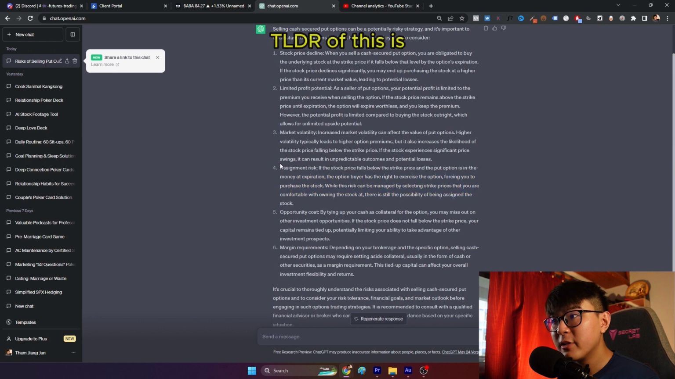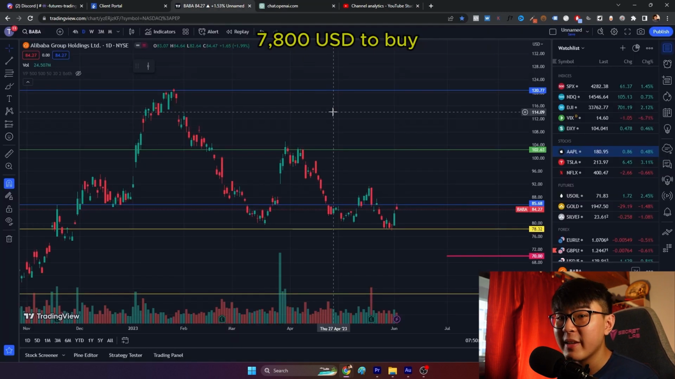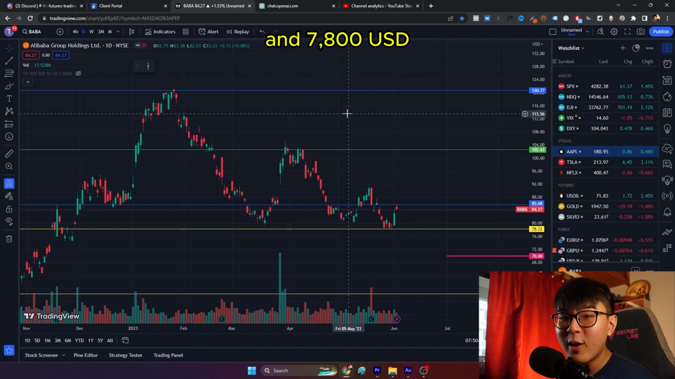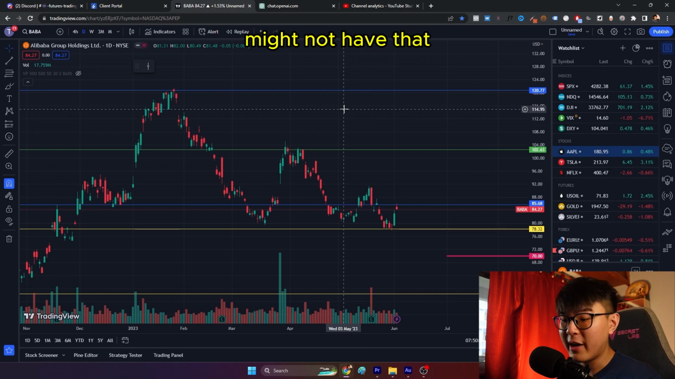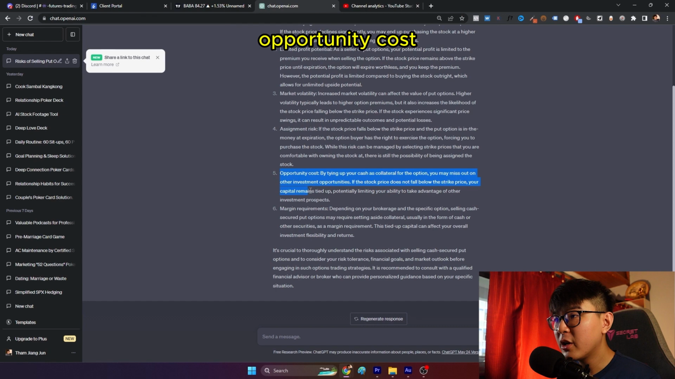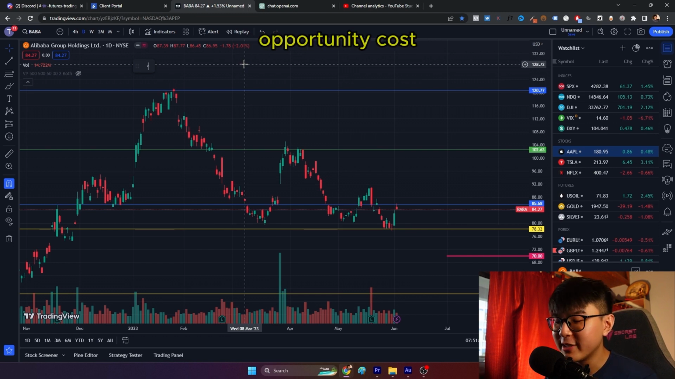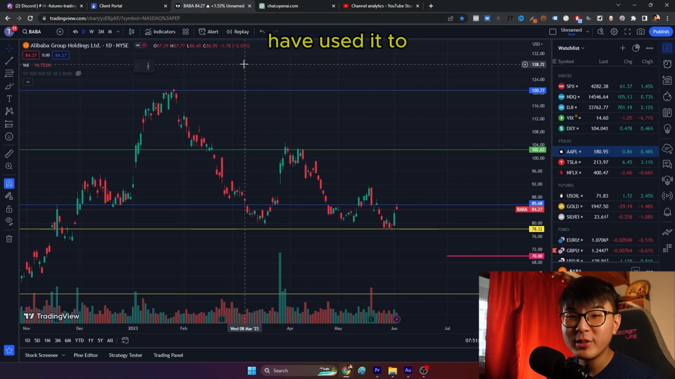Assignment risk. TLDR of this, it simply means that you need to spend 7,800 USD to buy 100 Alibaba stocks, and 7,800 USD is actually quite a lot of money, and most people might not have that cash amount ready at hand. Opportunity cost. Because you're setting aside 7,800 USD to prepare to buy 100 Alibaba stocks, you need to make sure that money is ready. And everything in life is an opportunity cost. That 7,800 USD, you could have used it to buy Bitcoin, meme coins, or buying property or whatever.